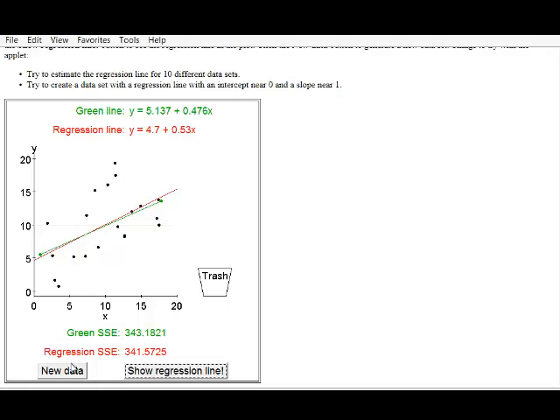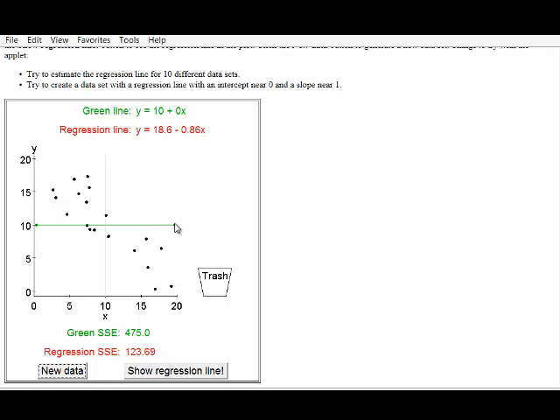Now if I want to try it again, I just click on New Data, so it'll give me a whole new data set, and this one, the sum of squared errors is 123.69. So again, I'm going to try and drag my green line around to make the green SSE get smaller. And again, you can see this pattern looks like it's a negative correlation, so we want to make our line so that it goes down. Okay. Oh, there, now my green SSE is getting smaller.